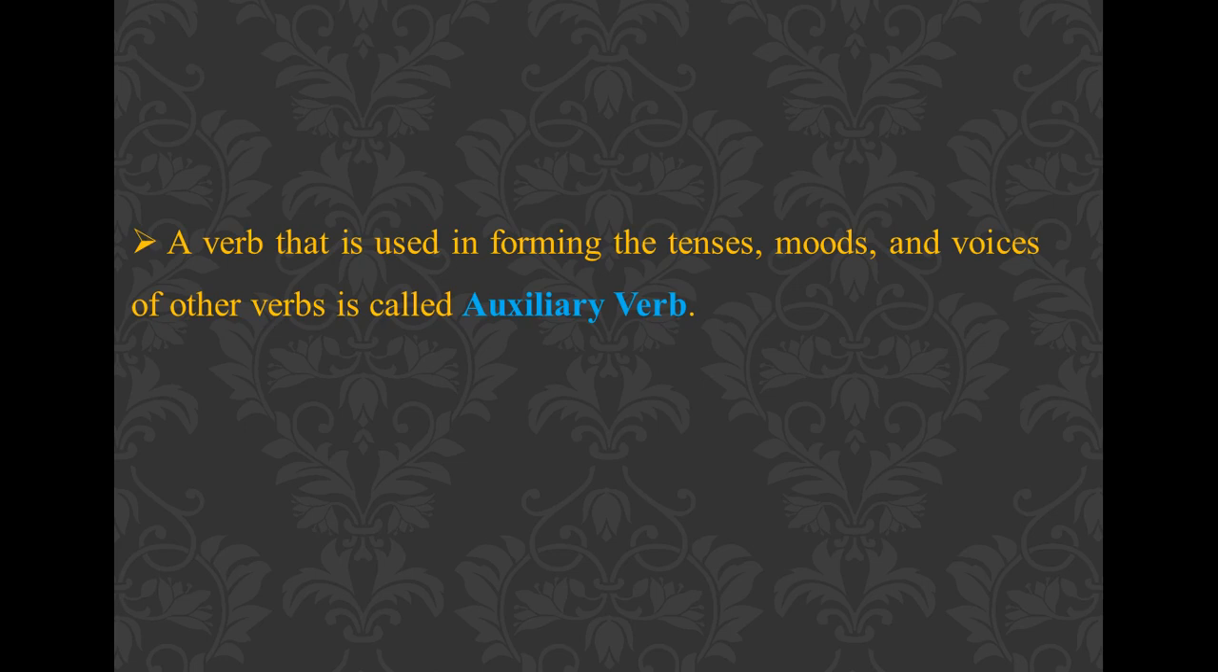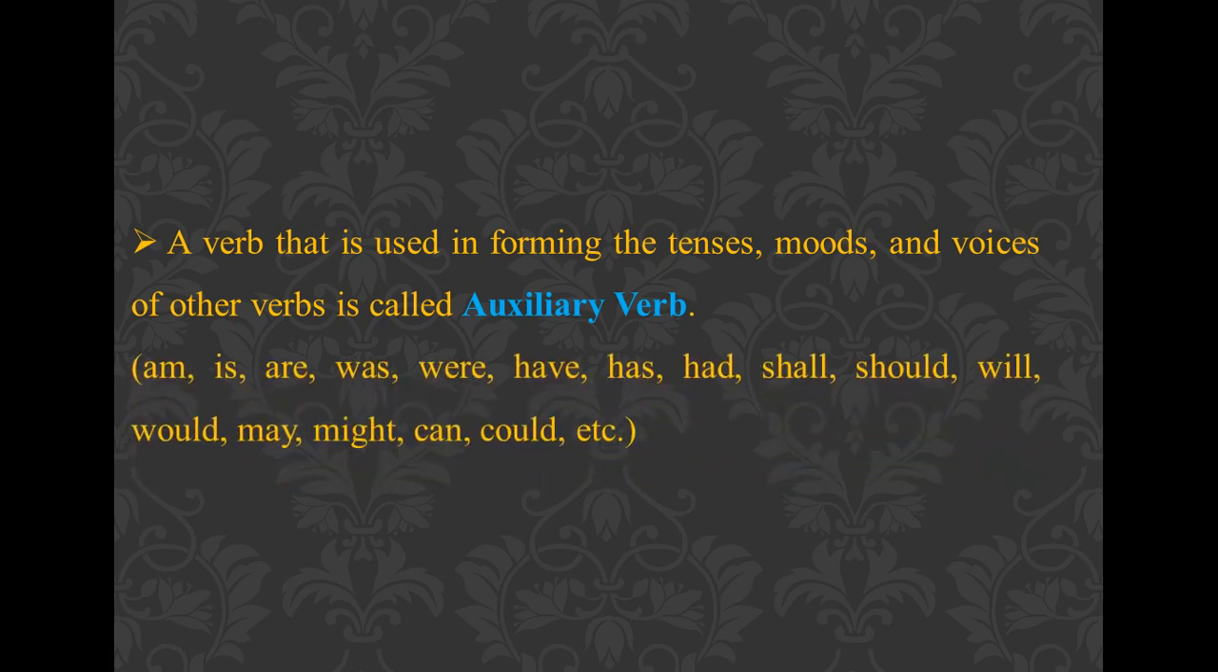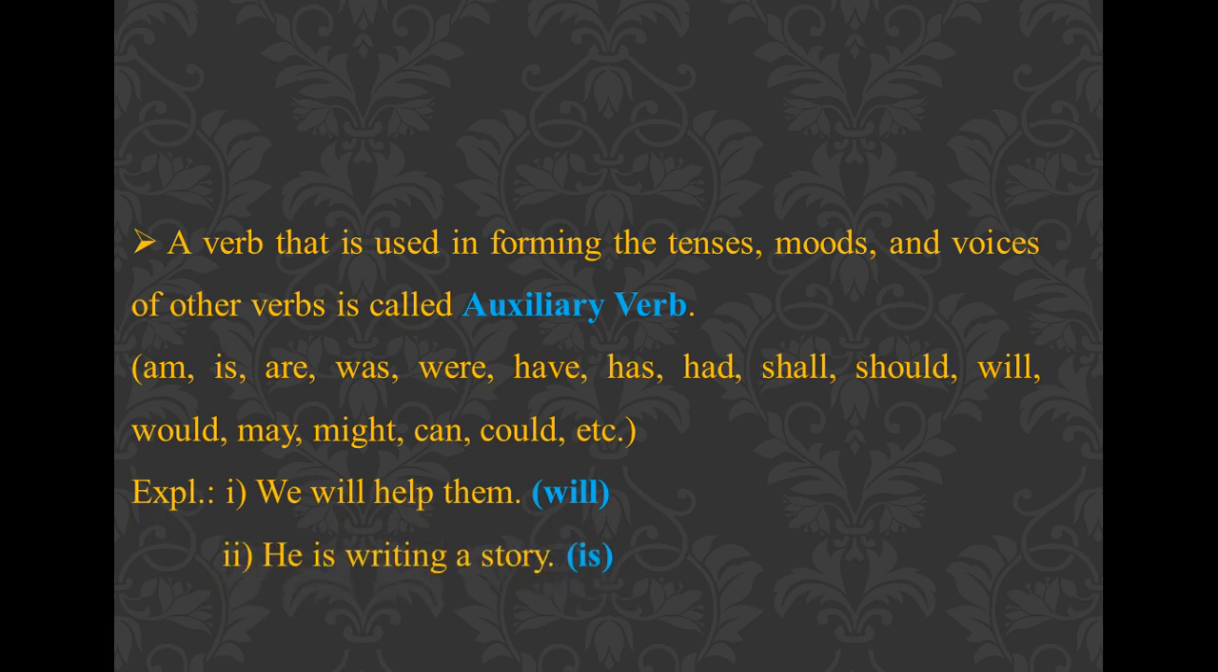I am showing some examples of auxiliary verbs like am, is, are, was, were, have, has, had, shall, should, will, would, may, might, can, could, etc. In this way, these verbs always help the main verb. I'm giving examples in sentences. We will help them. So here the auxiliary verb is will. Again, he is writing a story. Here the auxiliary verb is is.